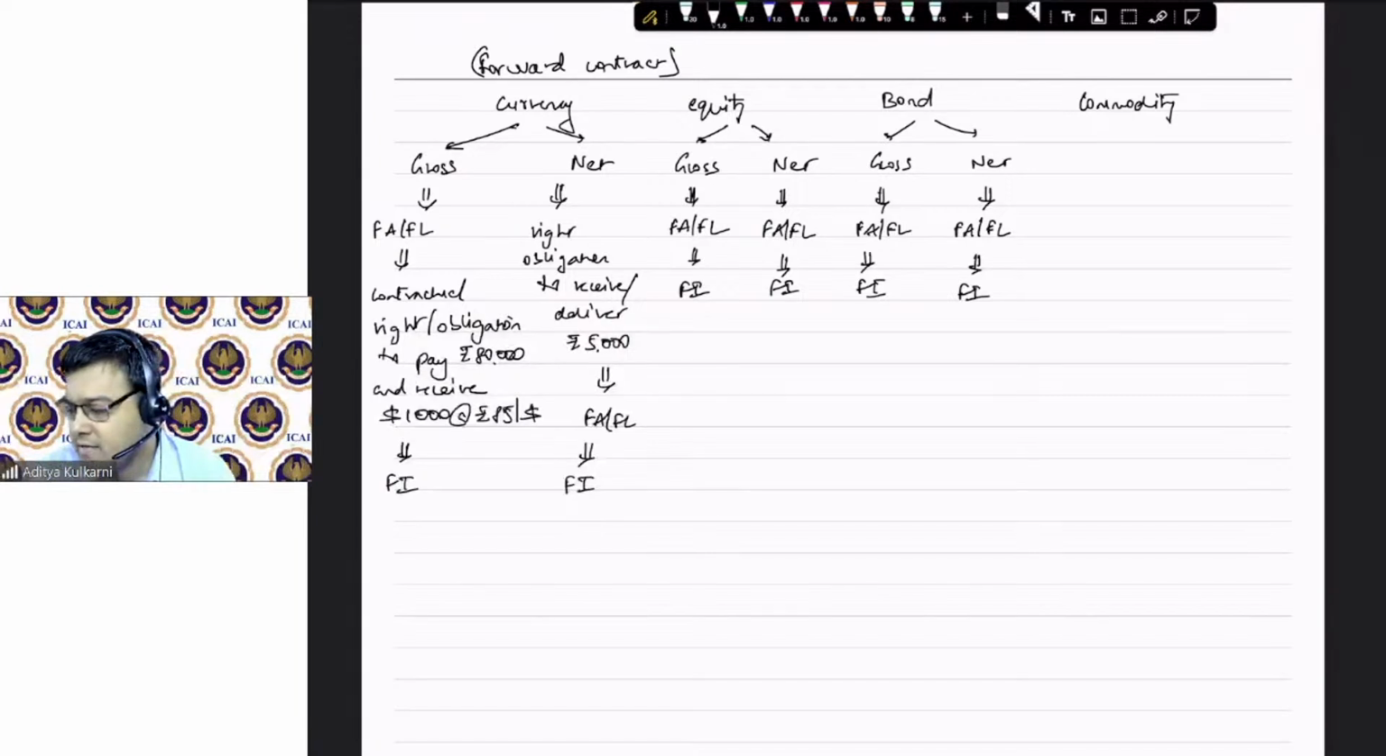I'm not saying convertible debentures right now. I'm saying a normal debenture. Convertible debentures are financial assets, but I'll come to that later. Right now I'm talking about a normal bond, a normal debenture. If I said convertible debenture, that is not right. But we'll come to that.